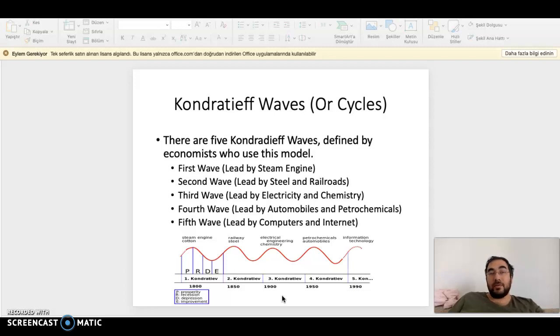So there is a lot more to discuss on the Kondratiev waves, but of course this course is an introduction to many concepts, including the Kondratiev waves. So we will not spend more time on the Kondratiev wave, but this is very interesting. This is one of the very interesting models in economics. So if you're interested, I encourage you to study further.